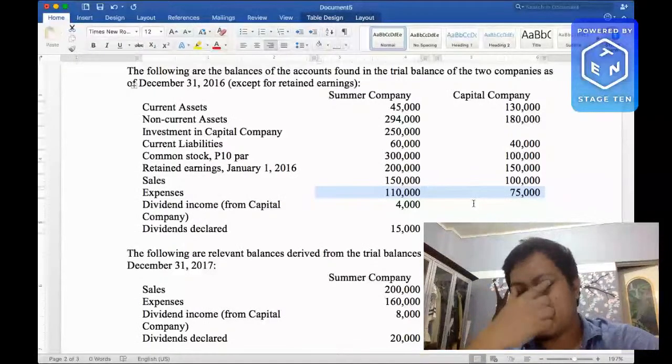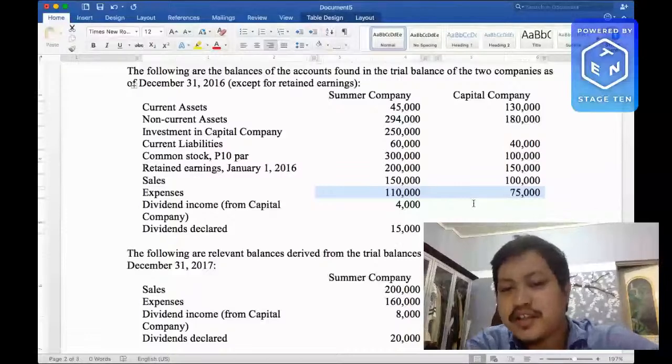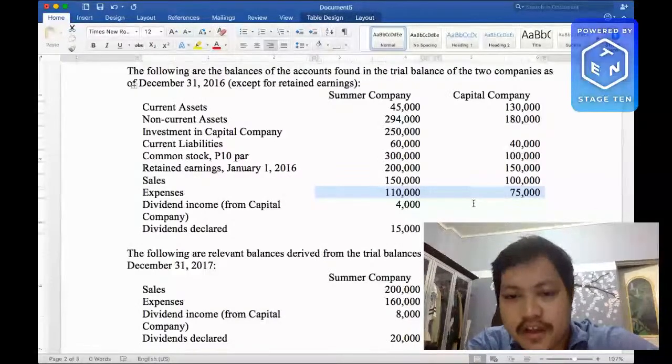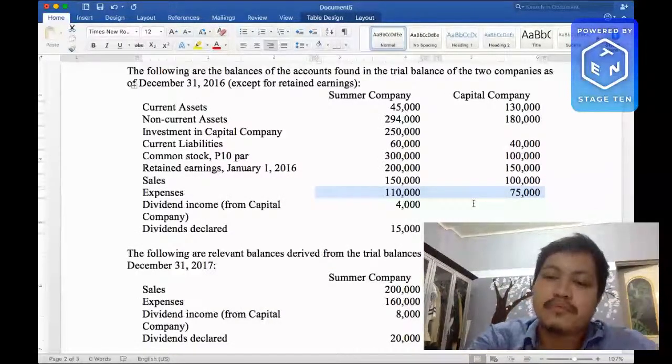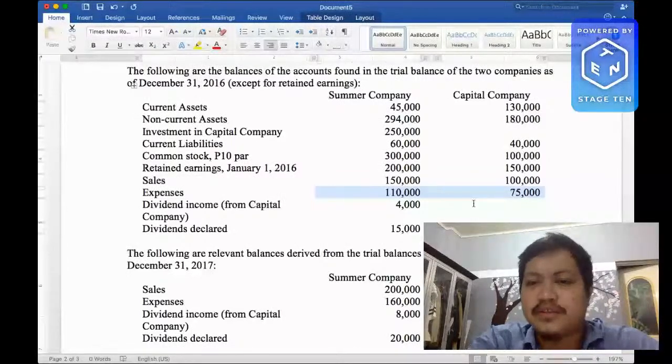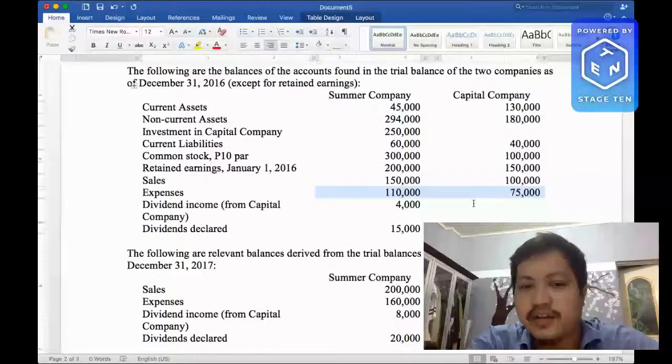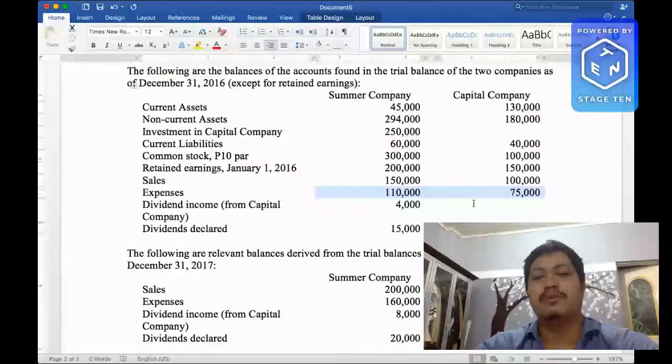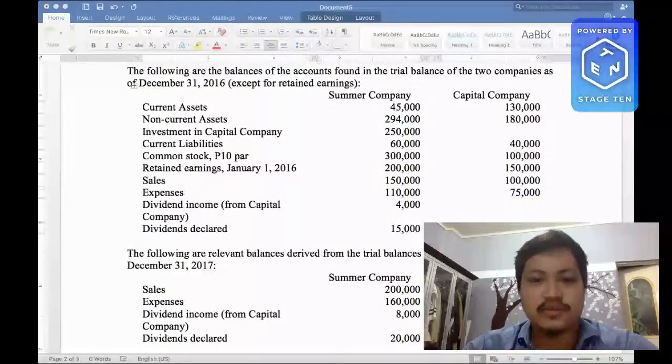Now, going back to the question I posed earlier, how much should be the consolidated expenses? Again, it is not 110 plus 75. It should be 110 plus 81, because again, the expenses of the subsidiary as far as the consolidated entity is concerned is 81,000. So the consolidated expenses would be 191,000. Okay, let me present this in the next slide.